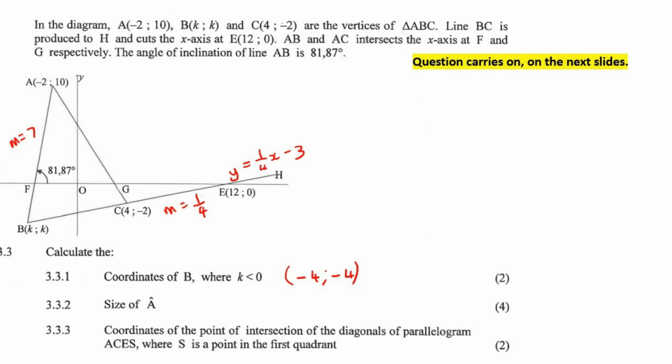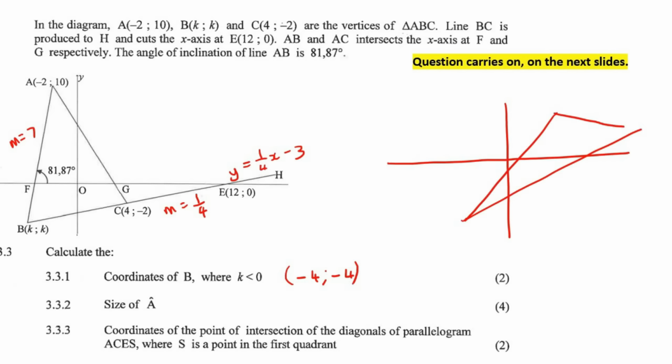Okay, now the next question for 4 marks wants us to calculate the angle of A. Now guys, I'm going to show you something. I see these types of questions popping up so many times. So you can make some notes on this. They'll often do this. They'll give you like a triangle. Something like that. Actually not like that. More like that. Okay. Whatever.